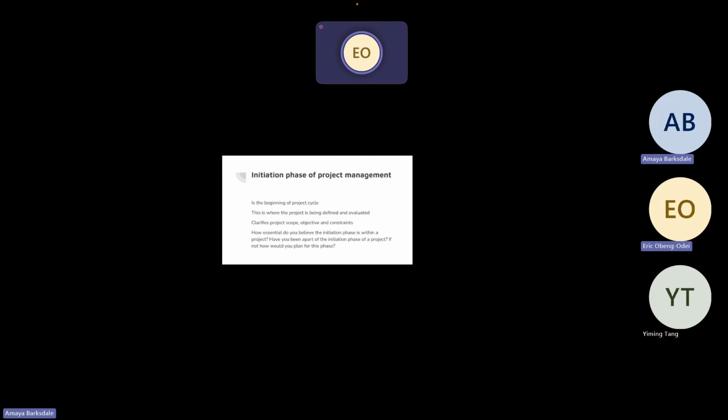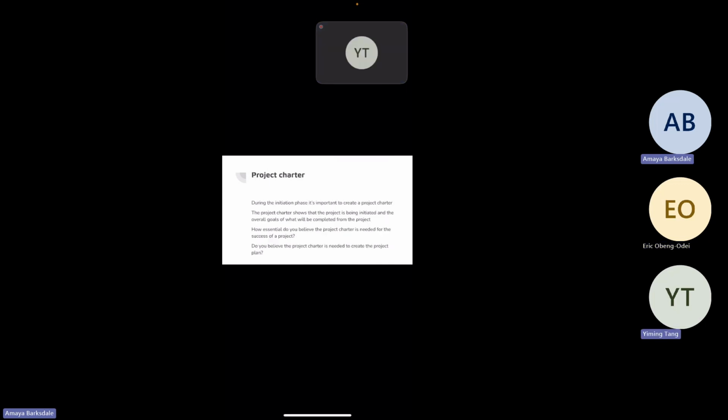So the initiation phase is really a huge step, and having those meetings to iron out and straighten out all those doubts and unknowns is really a good step in the right direction. Yeah, no problem.